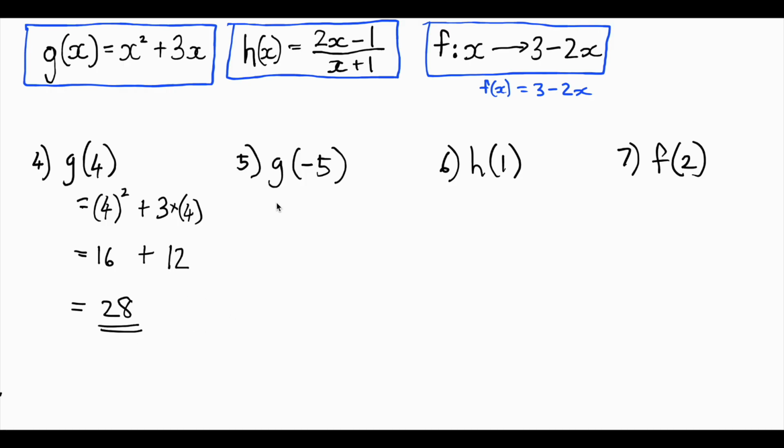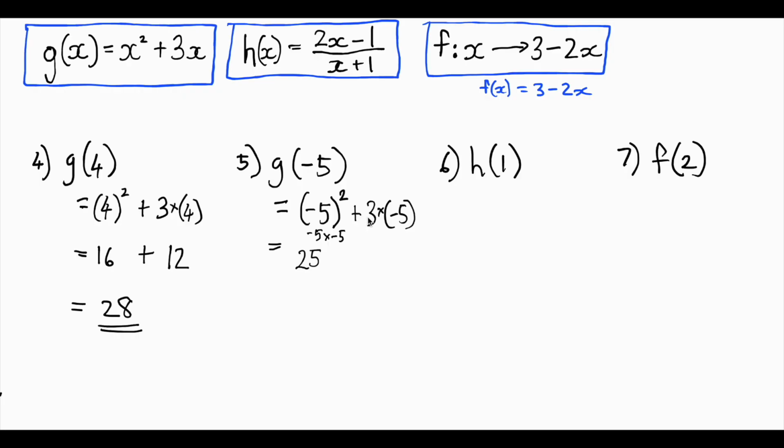So this one here, the input was -5. The important thing is we need to make sure we put this in brackets. -5 squared plus 3 times -5. The reason why I put this in brackets is very important because -5 squared is the same as saying -5 times -5. And a negative times a negative gives us a positive. So -5 times -5 is +25. So that's why we had to be careful.